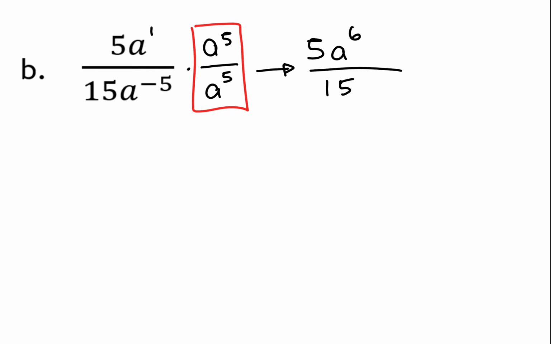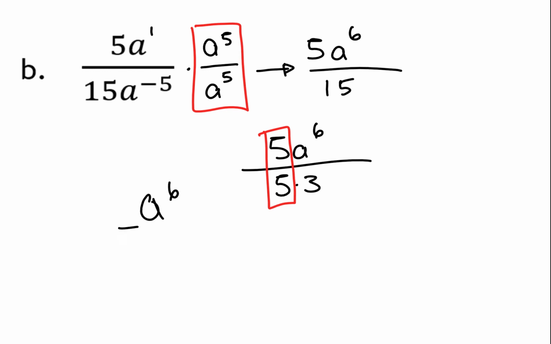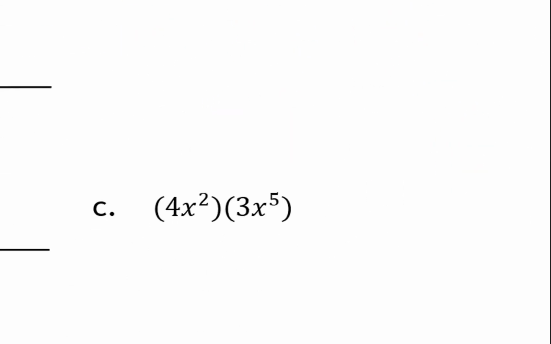The final thing I'm going to do is very explicitly point out the giant one that's lurking here. In my numerator, I've got 5 times a to the 6th. In my denominator, I'm going to write this as 5 times 3, which is 15. And I do that just so that it can be very clear that there is a common factor, a giant one of 5 over 5. And I can eliminate that, and our final answer then is just going to be a to the 6th power all over the number 3. A to the 6th over 3. All right, let's move on to part C.